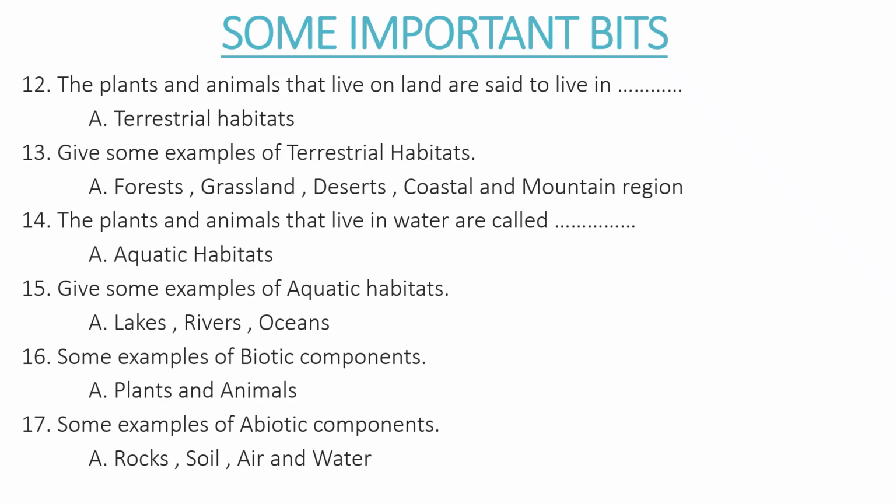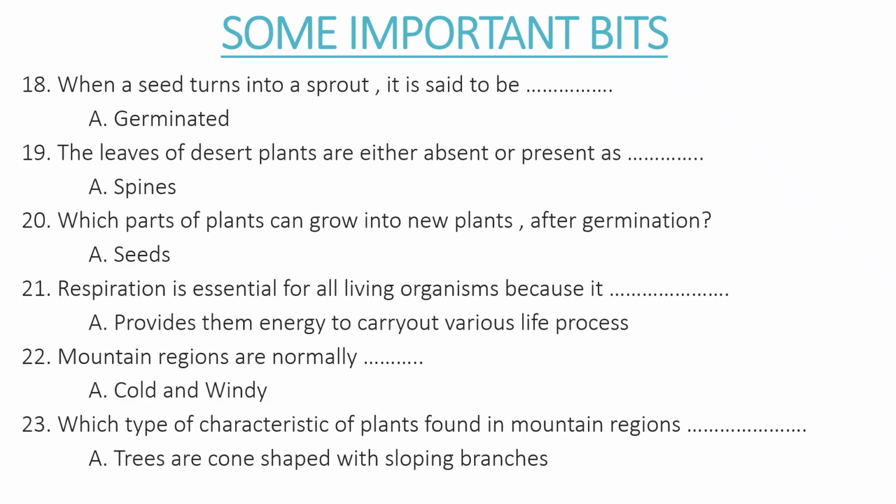Some examples of biotic components: plants and animals. Some examples of abiotic components: rocks, soil, air, and water. When a seed turns into a sprout, it is said to be germinated. The leaves of desert plants are either absent or present as spines.